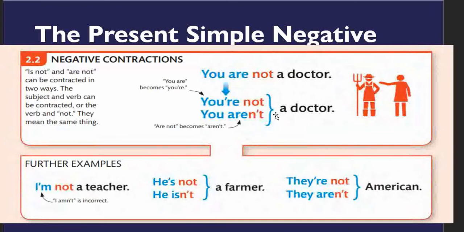You may stop at this point and construct one sentence with the first two contracted, and another sentence with the second form, that is, verb and not contracted.